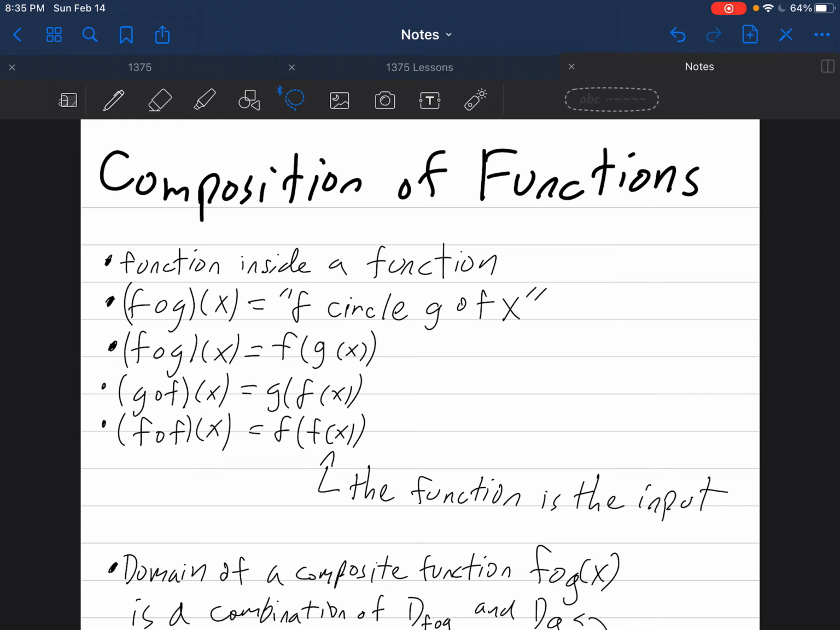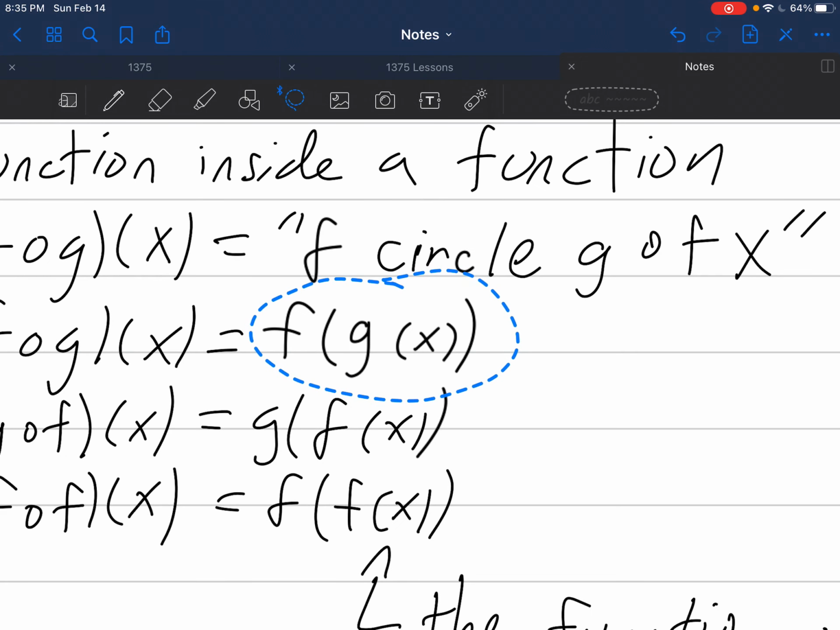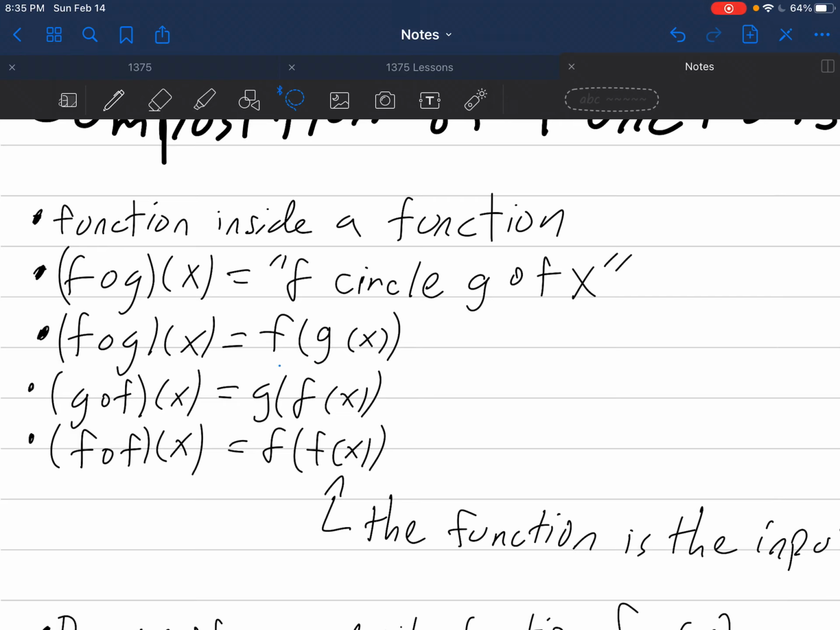Composition of functions is something I like to call a function inside of another function. And this circle is pronounced "circle." So this here would be pronounced "f circle g of x." What it means is that you're going to take this function g of x and put it inside this function f of x, where essentially you have a function f where the input is not just x, but a separate function called g of x. We can reverse these and put f inside of g like this. Again, this is pronounced "g of f of x."